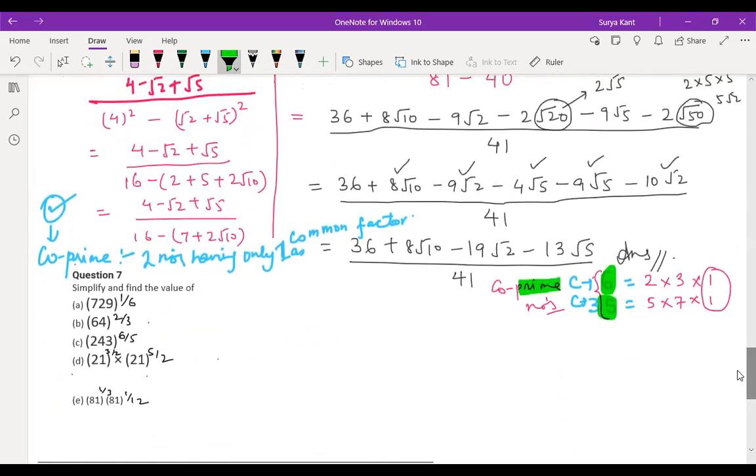So the next question is this. You can simplify this, 729 to the power 1 by 6. Can you simplify this? All of you just try.